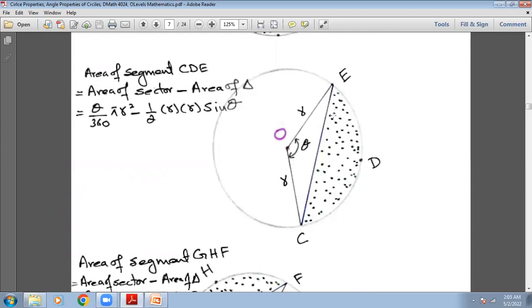Here is another example. So here I have drawn this chord CE. So it has divided this circle into two portions. This shaded one is a segment, the minor segment, and the rest of the thing is a major segment. So if you want to find out the area of this minor segment, the formula is: find the area of this minor sector, and from it subtract the area of this triangle, and that will give you the area of the segment. So area of the sector minus area of the triangle, theta by 360 pi r square minus 1 by 2 into r square into sine of theta.